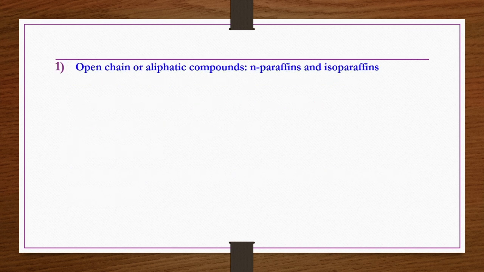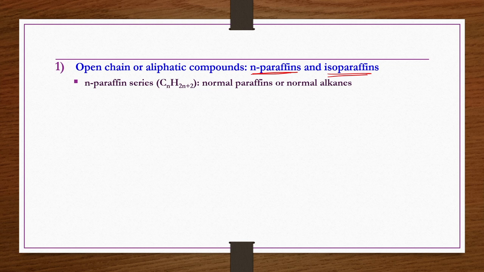Open chain or aliphatic compounds can be grouped as n-paraffins and then isoparaffins. N stands for normal, so they are also known as normal paraffins or normal alkanes. Let us say these are open chain. What does it mean? They will be having some kind of chain structures like C, C, C, C. Let us say CH3, CH2, CH2, CH3. So, sometimes these are also shown in a representation like 1C, 2C, 3C and then 4C like this. Different representations are there.